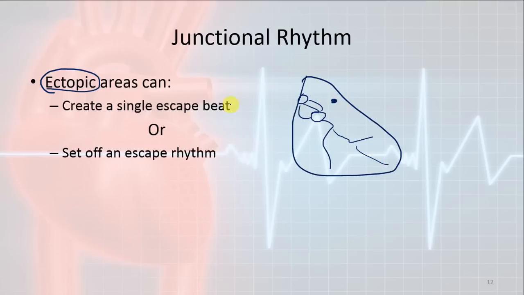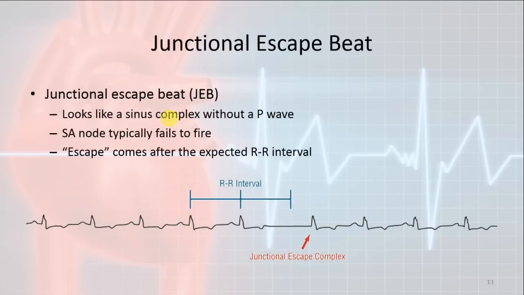So an ectopic area can either cause an escape beat or it can set off an escape rhythm. An ectopic focus can also not just cause an escape beat, but it can also cause a premature beat, which will occur early in the cardiac cycle. So let's look at exactly what a junctional escape beat might look like. This would be an escape beat, which means the escape beat occurs after the normal cardiac cycle.